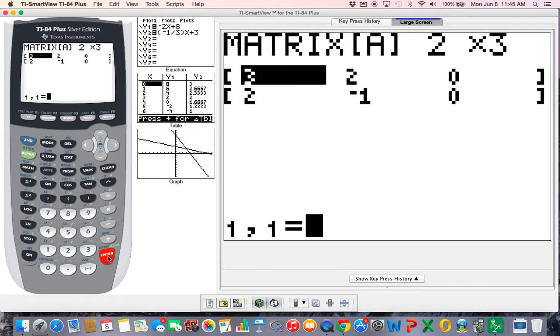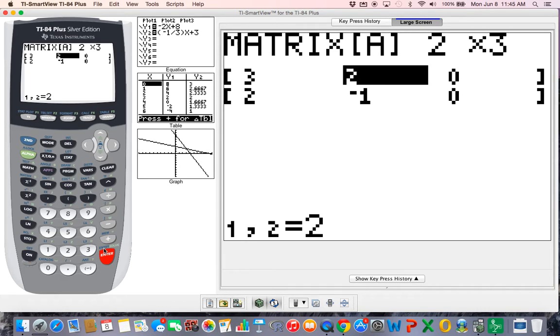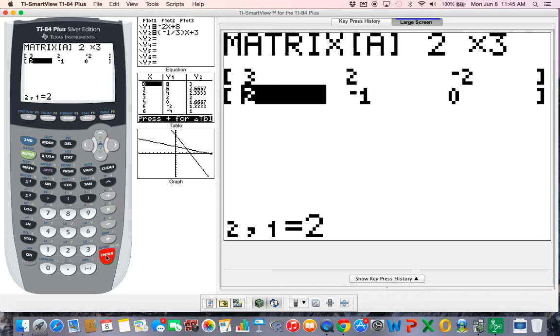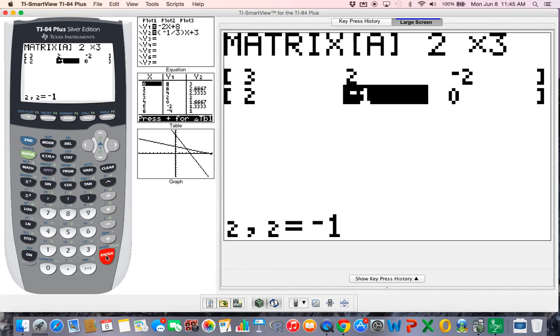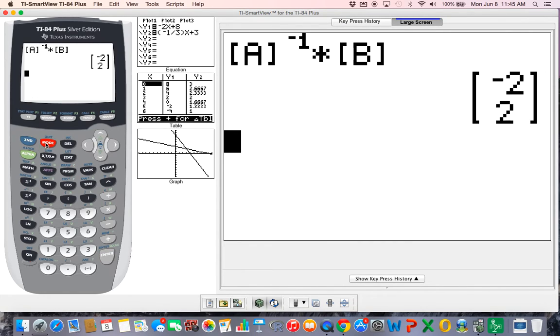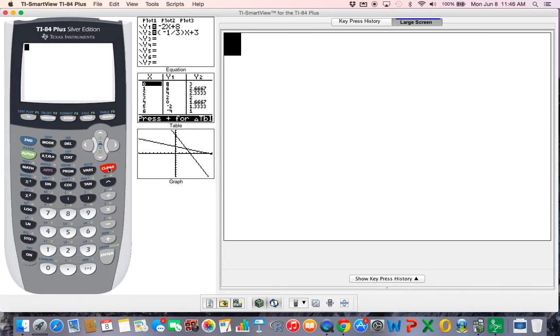So that's still the same. That's still the same. I need a -2 there. Still the same. Still the same. But I need a -6 right there. Okay. Now I've entered that, so I want to go second function quit. I'm going to clear it out because I always like to start with the blank home screen.